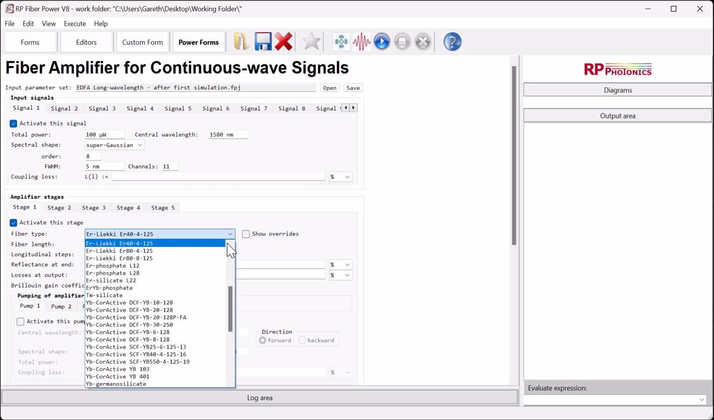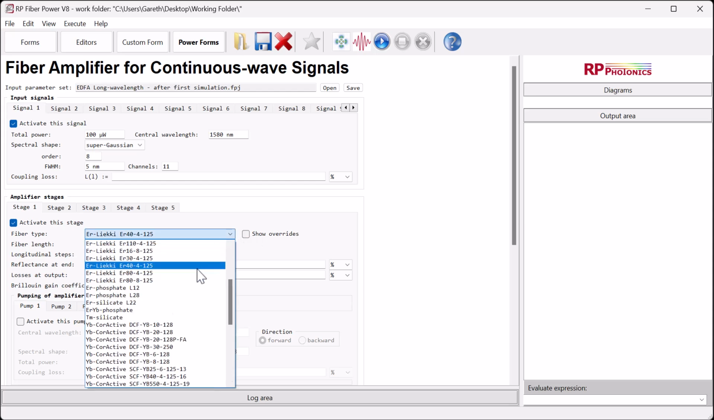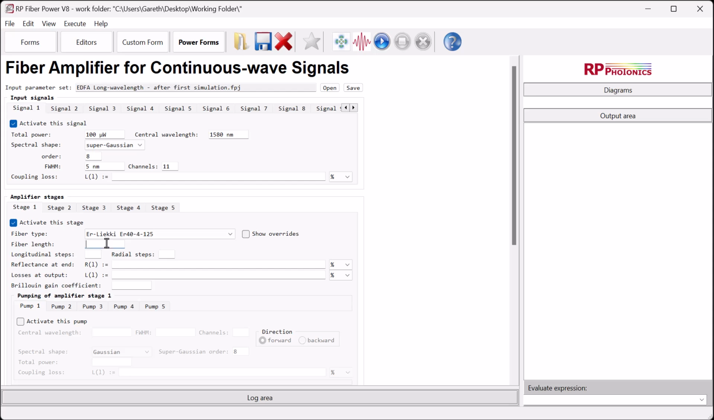Next, we set up the amplifier itself. We activate the first stage, select the fiber from our list of commercially available options and set the length to 2.5 meters. This should be long enough to absorb all the pump light. After setting some numerical parameters, we move on to configuring the pump.